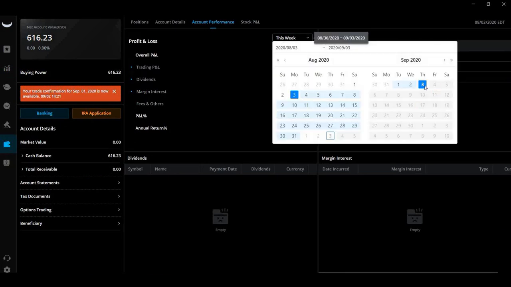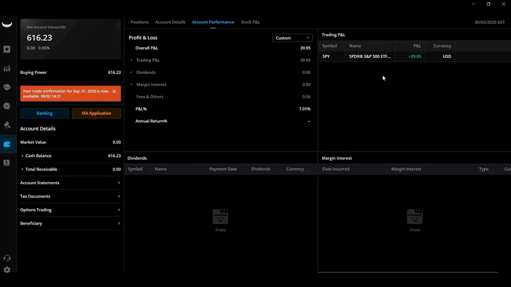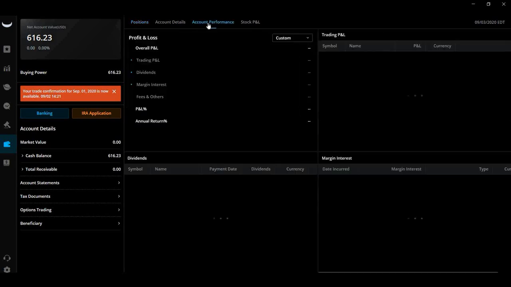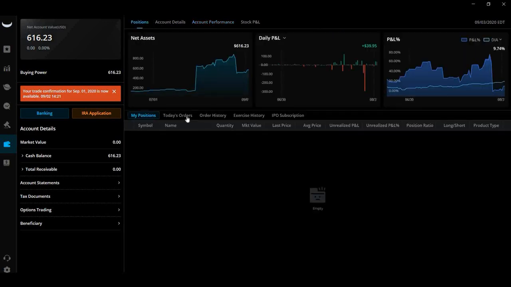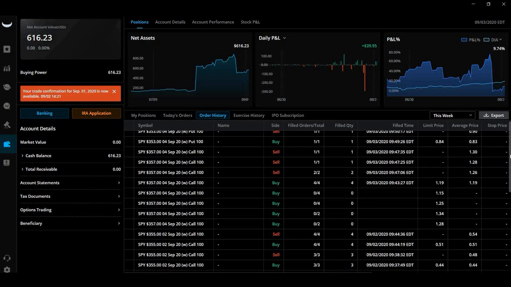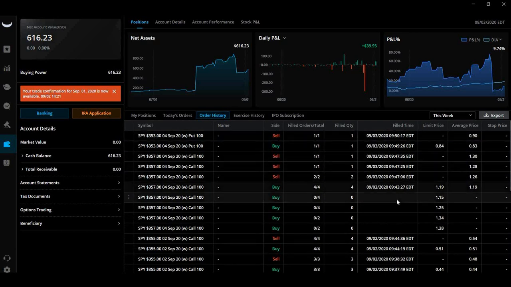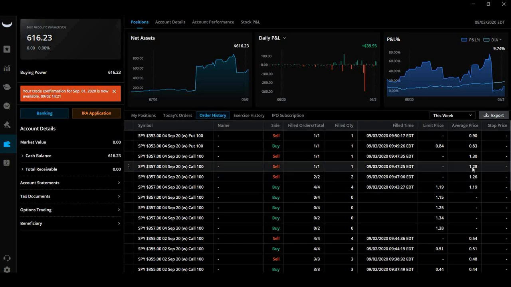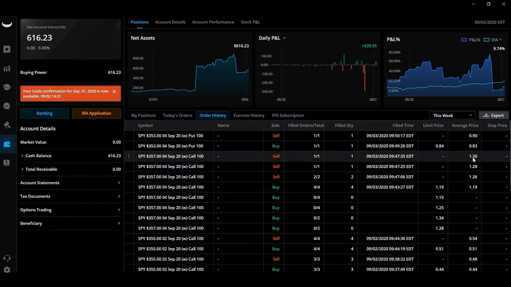Alright, so for the week, so there it is for the day. $39.95, so $40. $40 on the day. Same thing as yesterday. So I'm happy with that. So I bought 4 at $1.19. I got filled at $1.19. Because you're going to get filled right on the ask, like I said. I sold 2 at $1.26, sold 1 at $1.28, and sold 1 at $1.30.